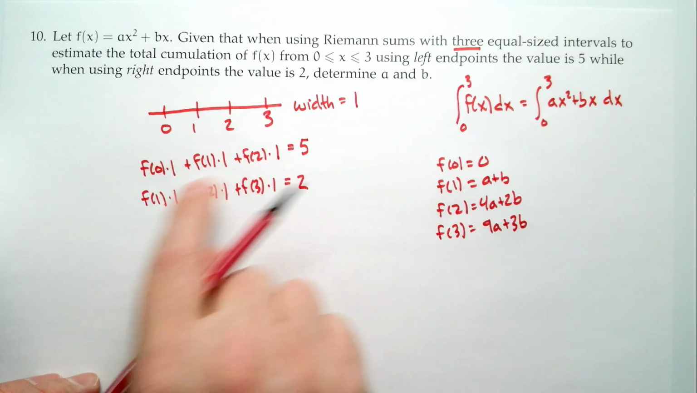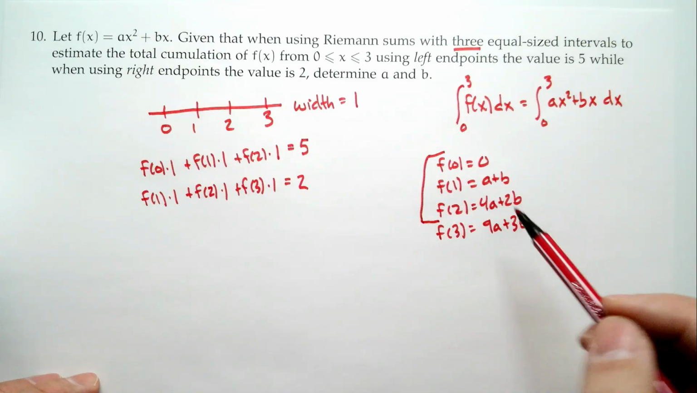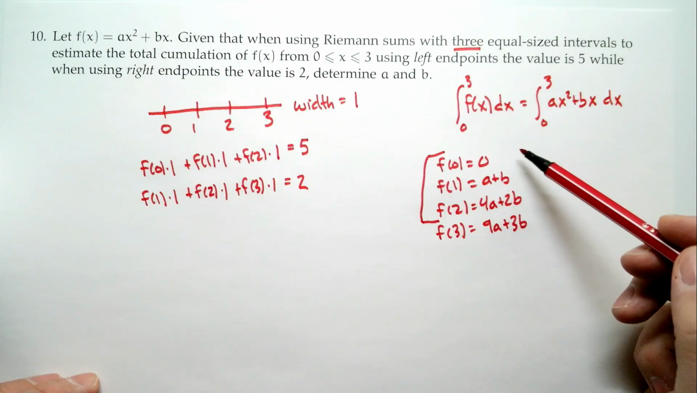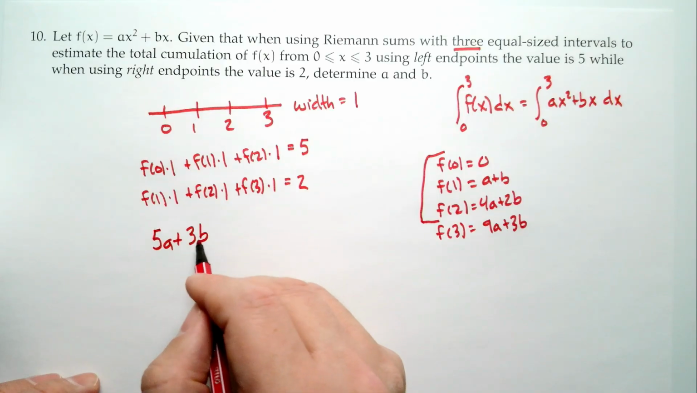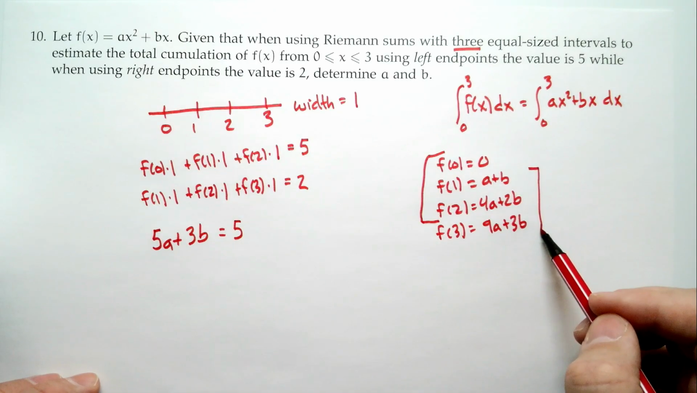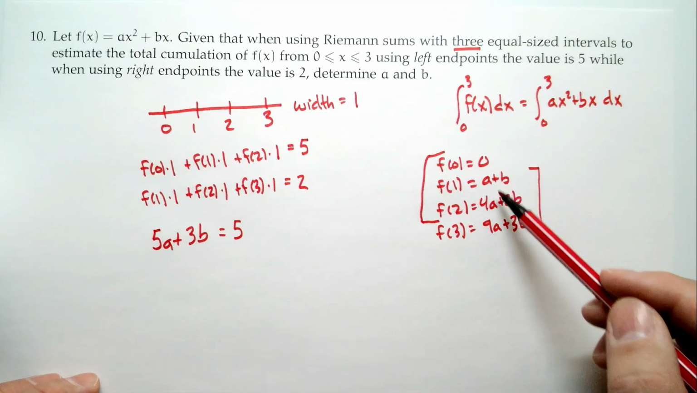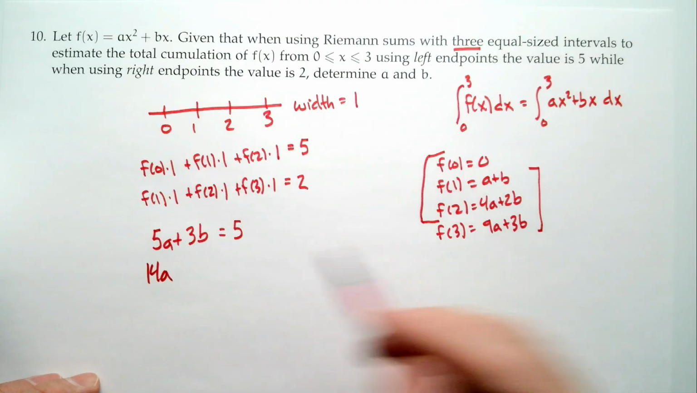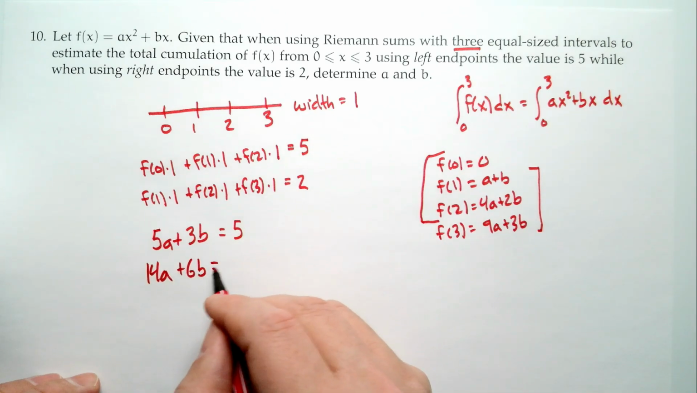So we put those pieces in. I'm going to take the first 3 of these and add them up. f of 0 plus f of 1 plus f of 2. If I do that, I'll have 5a and 3b. So 5a plus 3b has to equal 5. Then I'm going to take the last 3 and add them up. So that's f of 1 plus f of 2 plus f of 3. If I add those up, a plus 4a plus 9a, that will be 14a. b plus 2b plus 3b will be 6b, and that's going to equal 2.